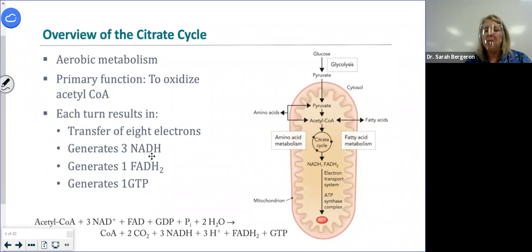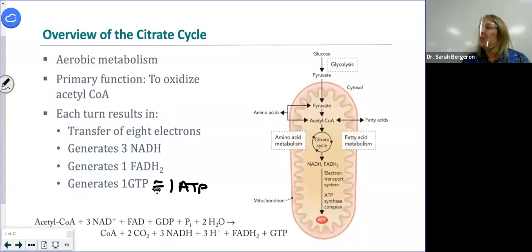What are these, FADH2 and NADH? These are called electron carrying molecules. We're going to undergo coupled oxidation reduction reactions in order to generate them, and we'll talk about that in a little more detail. And then we do actually generate 1 GTP, which we say is basically equivalent to 1 ATP.